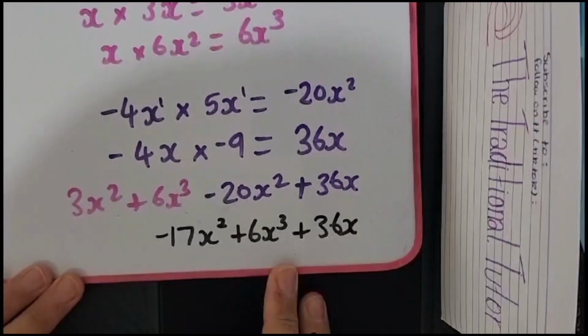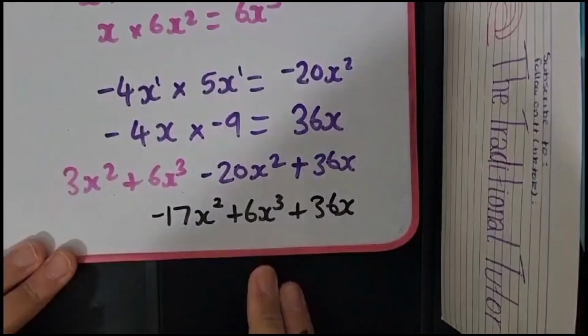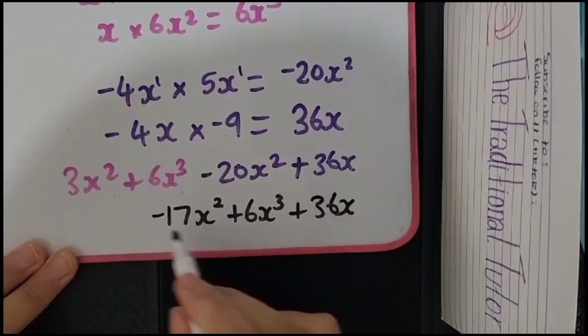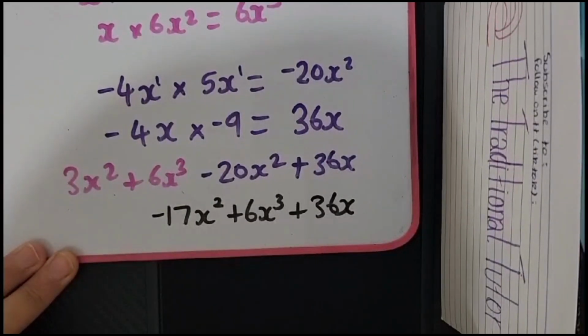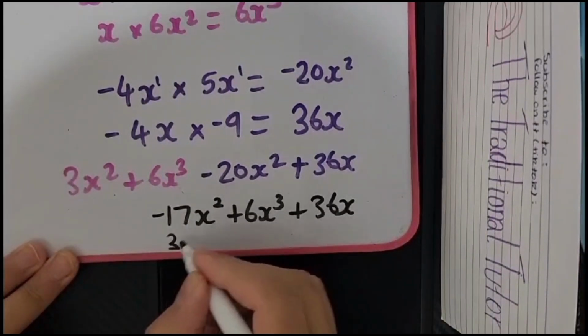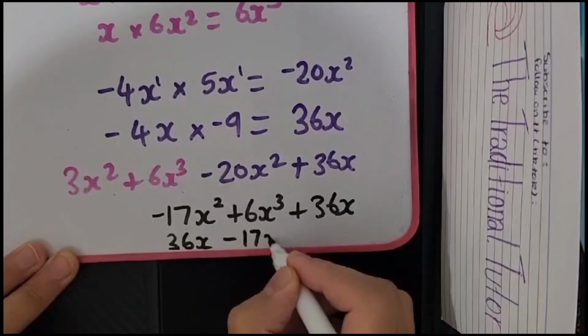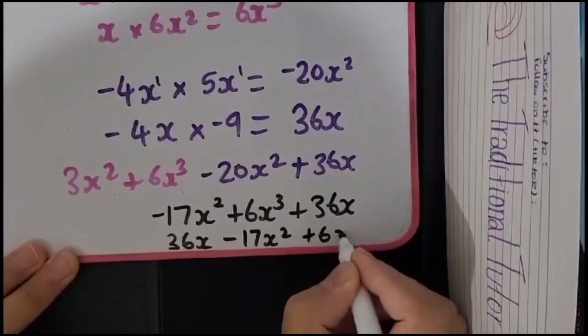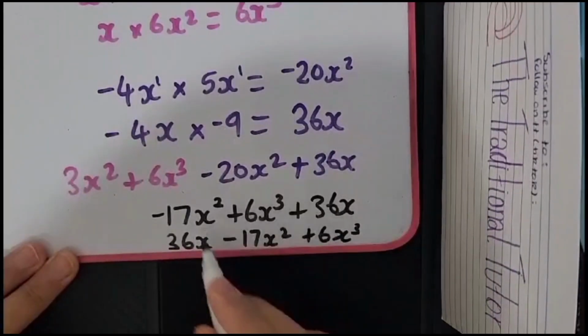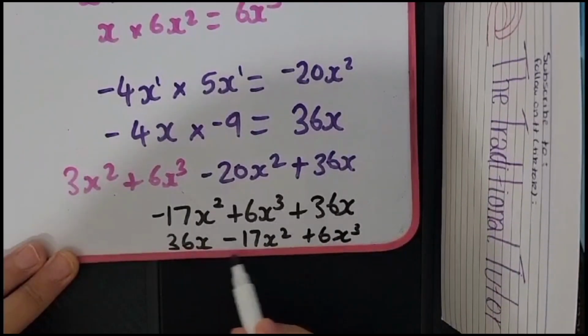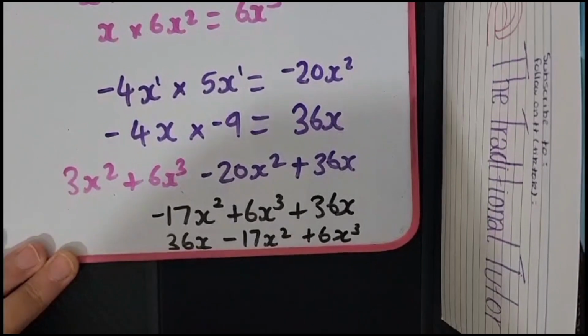Okay, so I can leave it as it is, or what I prefer to do is rewrite it in a way so that I'm not starting with a negative number. So I can write it as 36x take away 17x squared and then plus 6x cubed. Now you can write these in any order, it's up to you, but that's just a nicer way of writing it. Okay, so you're not starting off with a negative number in your answer.